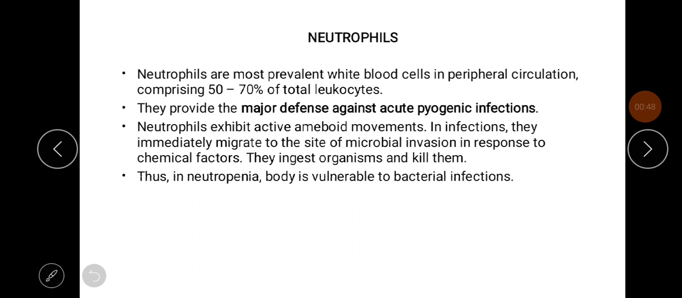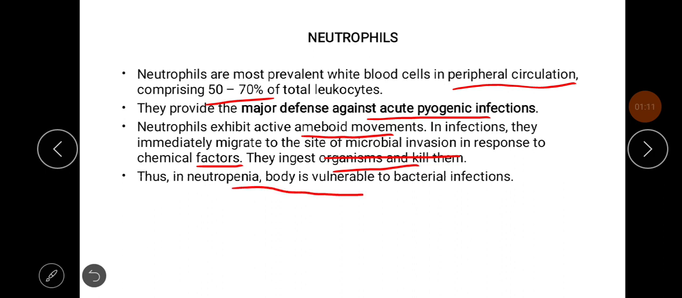Neutrophils are the most prevalent white blood cells in peripheral circulation, comprising 50 to 70% of total leukocytes. They provide major defense against acute pathogenic infection. Neutrophils exhibit active amoeboid movements. In infections, they immediately migrate to the site of microbial invasion. In response to chemical factors, they ingest organisms and kill them. Thus, neutropenia leads to vulnerability to bacterial infections.